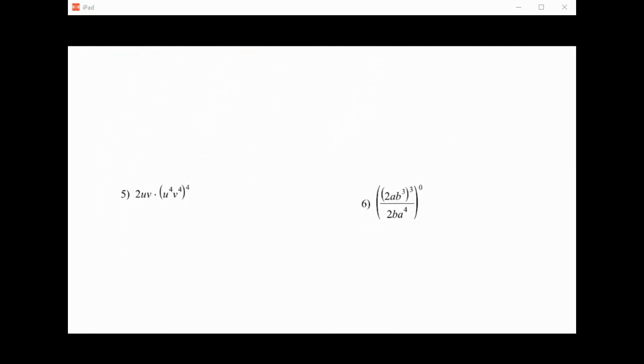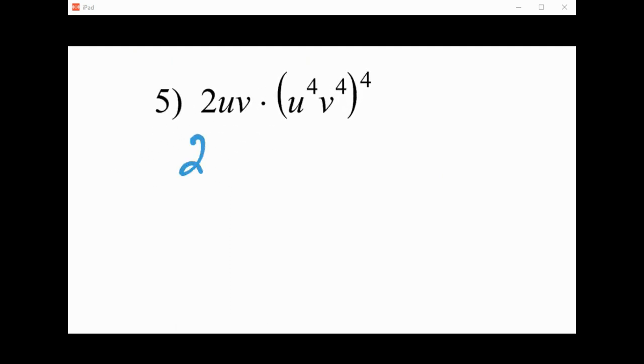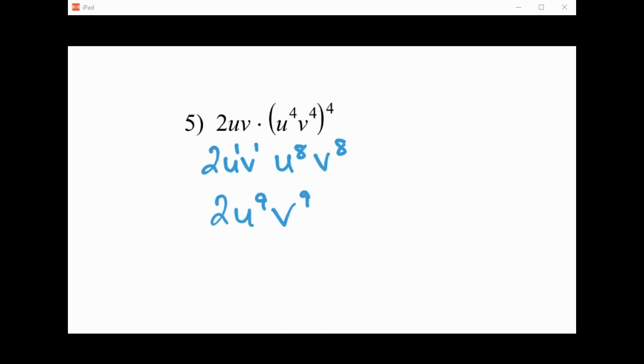Anyway, here we go. This is a good one. So I'm going to do the parentheses first. And basically the exponents just multiply. So I get U8 V8. And then I just have to add my exponents. So it becomes U9 V9.